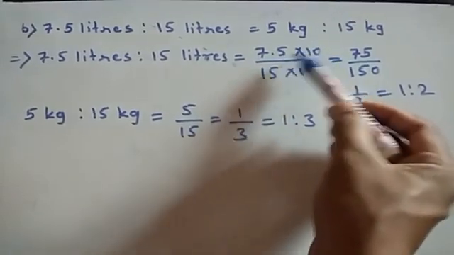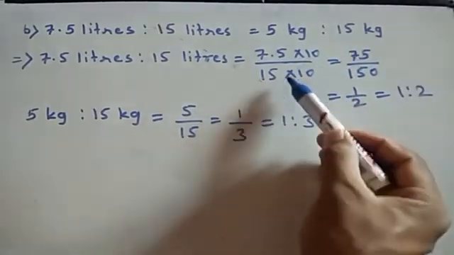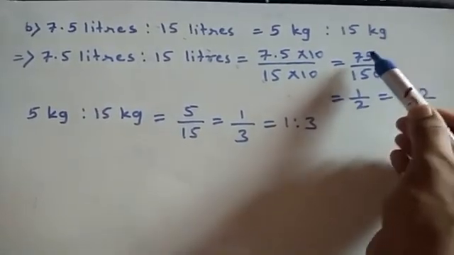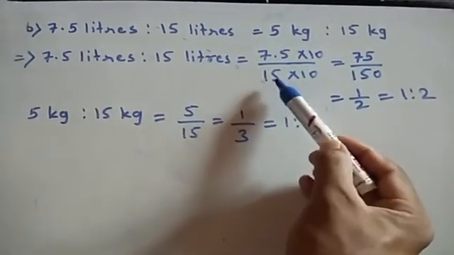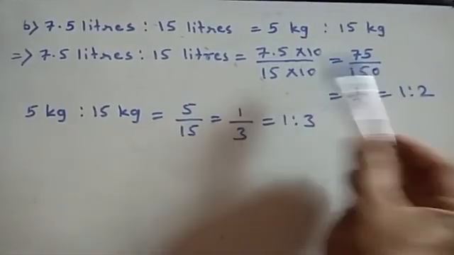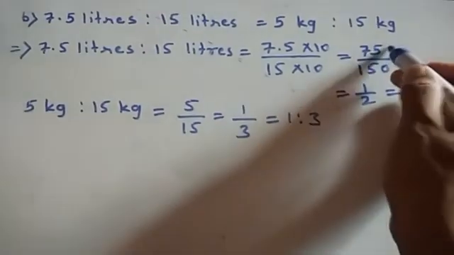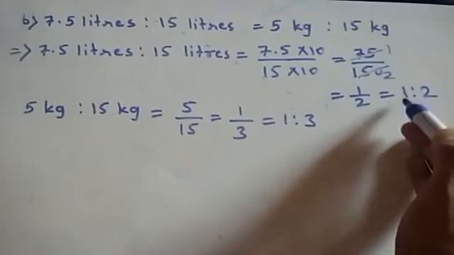So it will become 75. Now I multiply numerator by 10, multiply denominator also by 10. Therefore 15 into 10, it will become 150. Now 75/150 is equal to 7.5/15 only. The numbers are different, but values are same, as we found its equivalent fraction. Now reduce this fraction to its lowest term. Here we can see 75 1s are 75, 75 2s are 150. So we get 1/2, that is 1:2.